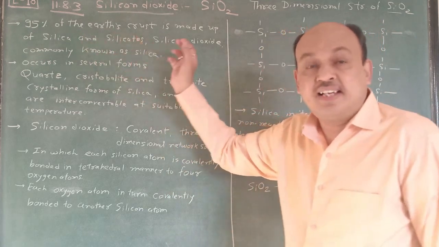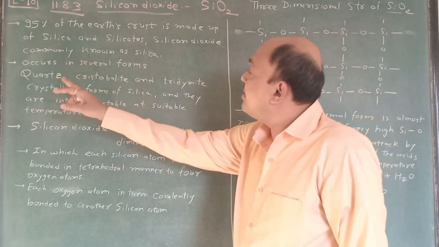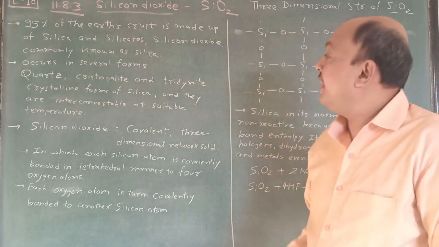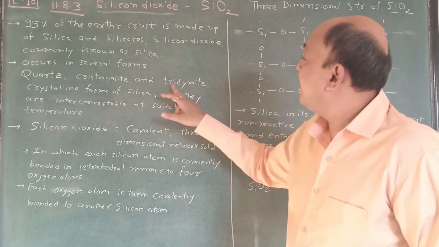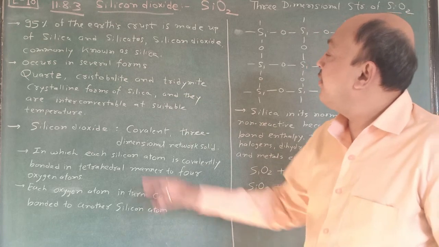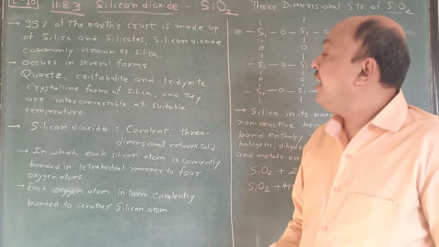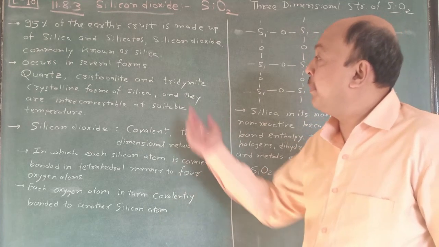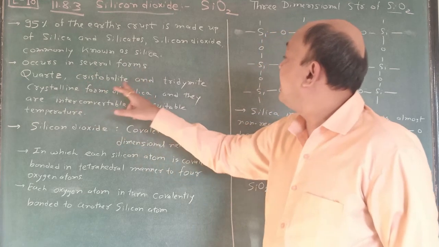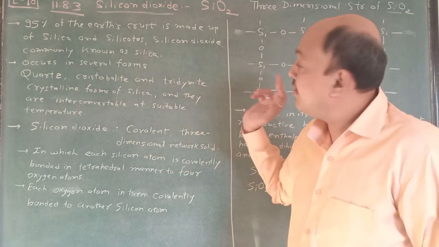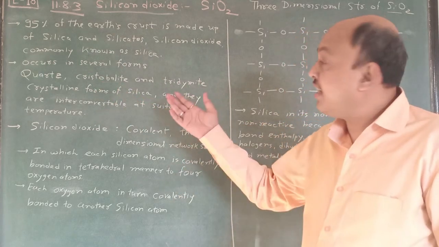Silica and silicates differ. We will learn about silicates later on, but just see here, silica occurs in several forms: quartz, cristobalite, and tridymite. These are crystalline forms of silica, and they are interconvertible at suitable temperature. That means quartz is converted into cristobalite, cristobalite is converted to tridymite, and tridymite is converted to cristobalite, according to the suitable temperature.